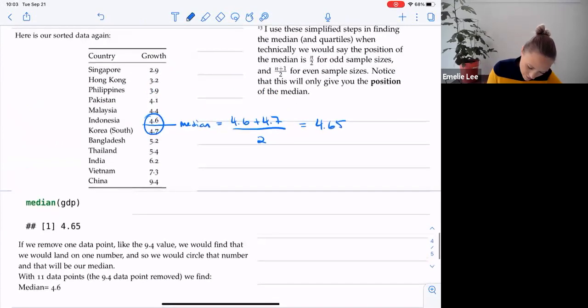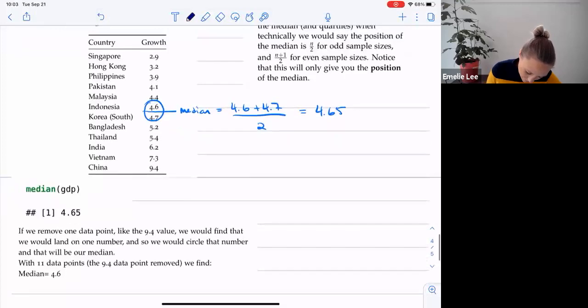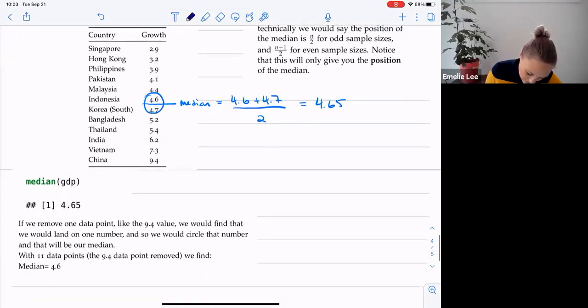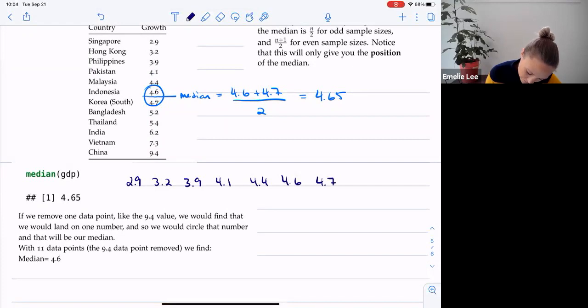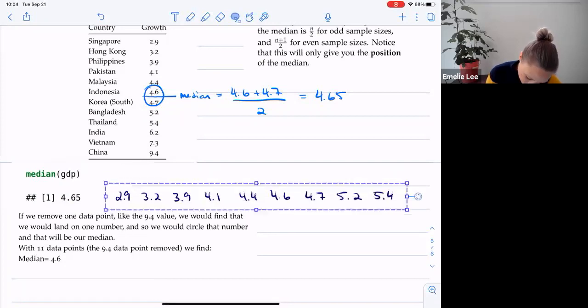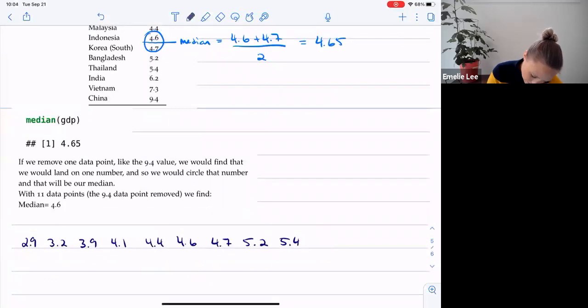So what I'm going to do is write out the sorted data. I'm going to write it here so that I can see the numbers, have the same numbers on the screen, but then I'm going to move it down below. Okay, so I'm going to write these out. 2.9, 3.2, 3.9, 4.1. Notice that they're sorted, right? 4.4, 4.6, 4.7, 5.2, 5.4, 6.2, 7.3. Okay. So now I'm omitting the 9.4.